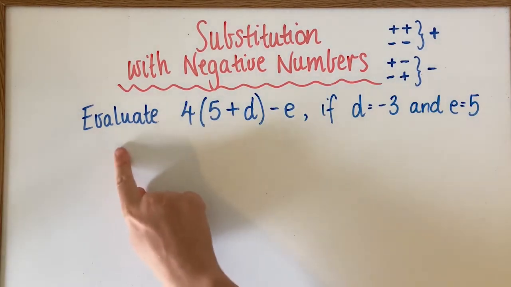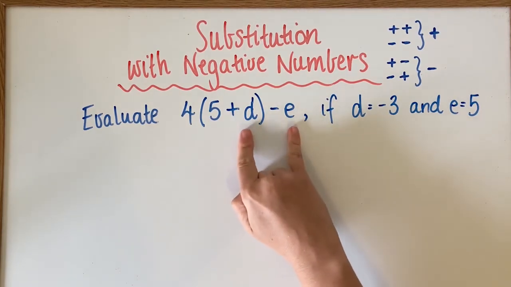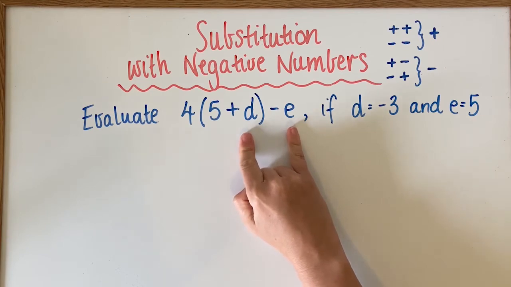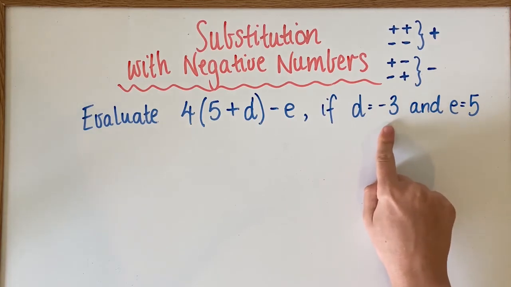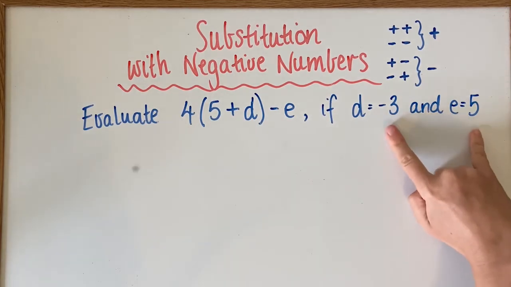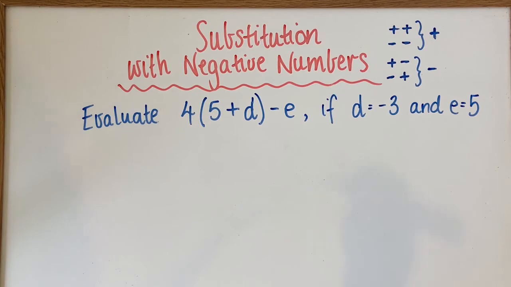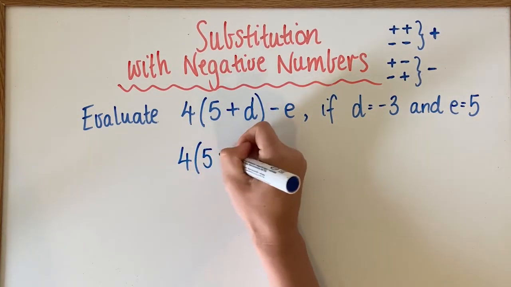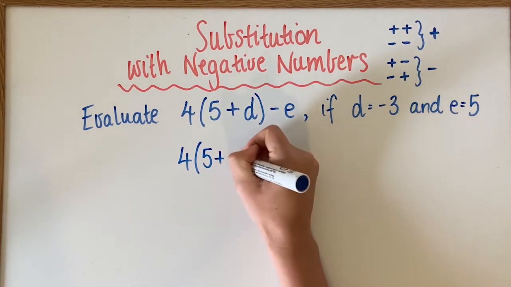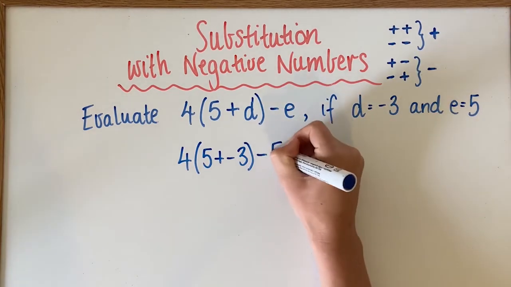All right, so for this one, we've got 4 bracket 5 plus d close bracket minus e. So we've got two pronumerals again, but this time we've also got brackets. If d equals -3 and e equals 5. So we've got one negative number and one positive number. So you do your substitution first. So 4 bracket 5 plus -3 for d, close bracket, minus e is 5.